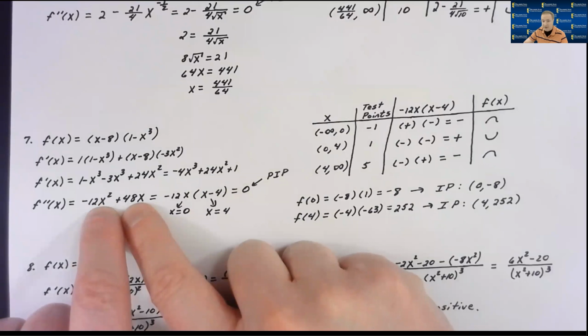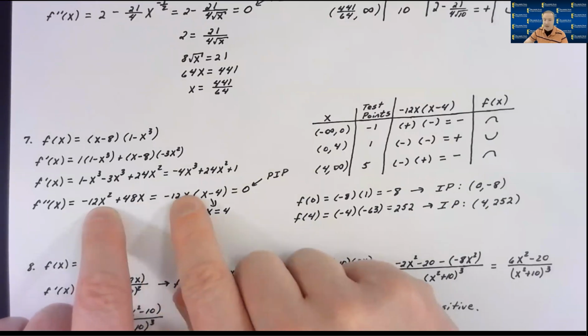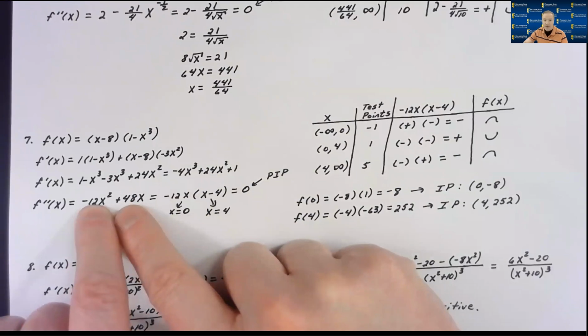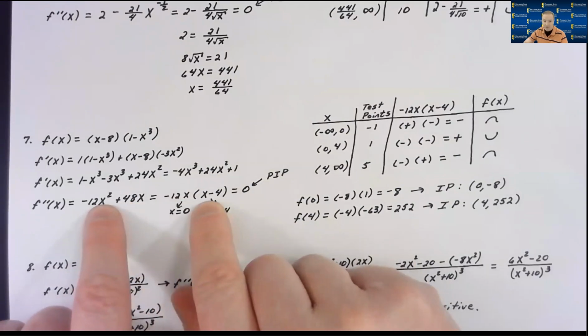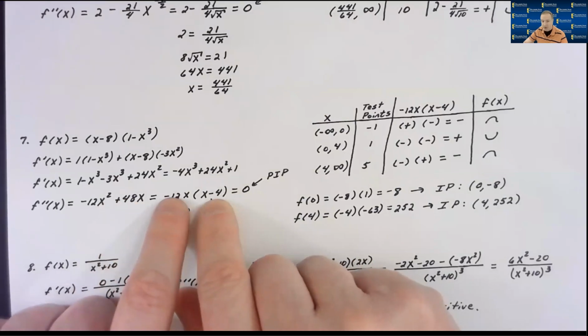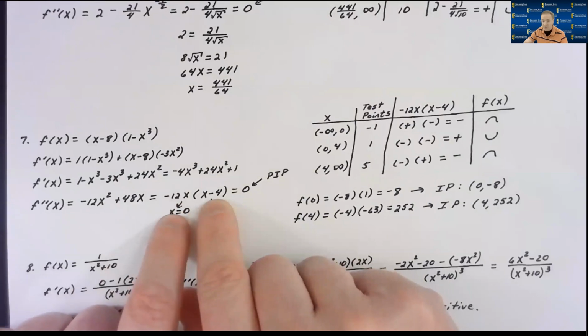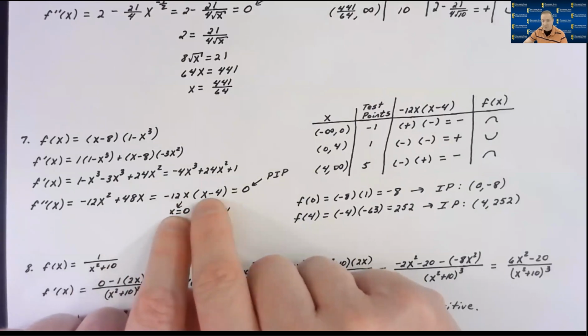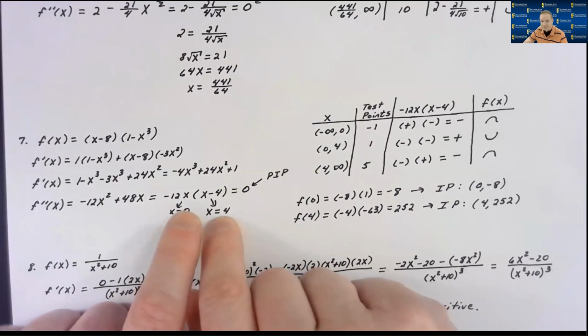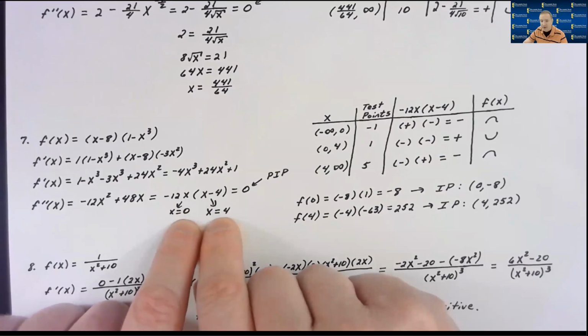Now, I know in order to find the possible inflection points, I need to set this second derivative equal to 0. So I factored it. I can easily factor out a negative 12x here. When I do that, I'll be left with a positive x and a minus 4 inside the group. Zero product property says negative 12x is equal to 0, which gives me x equals 0, and x minus 4 equals 0, which will give me a solution at x equals 4. Now, these two are my potential inflection points.